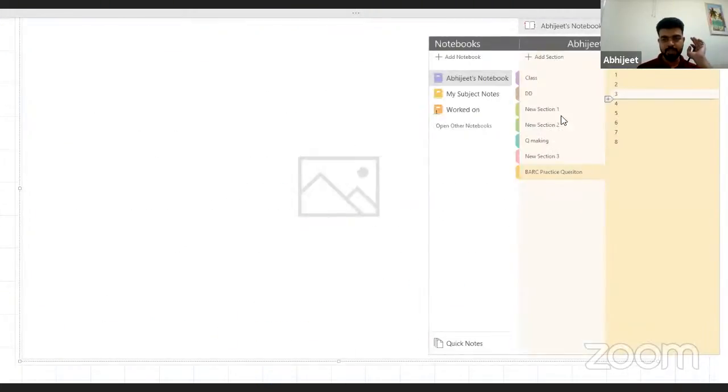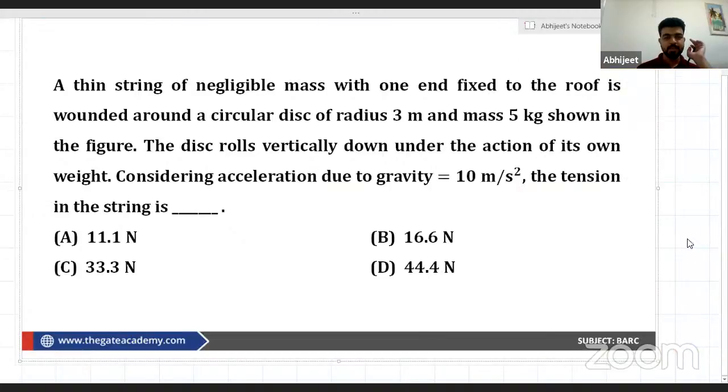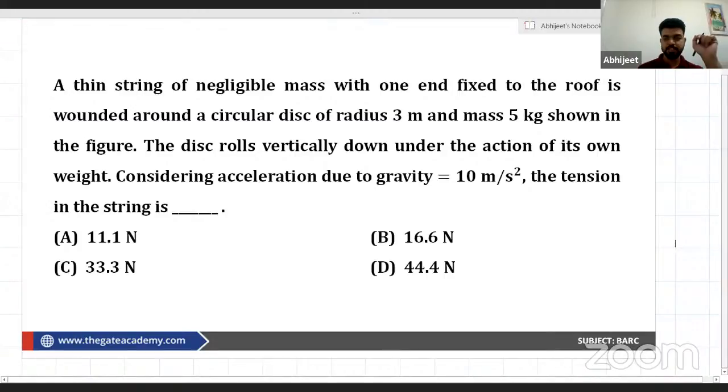Now we are moving to the next question. There is question number 3. A thin string of negligible mass, one end fixed to the roof, is wound over a circular disc of radius 3 meter and mass 5 kg.